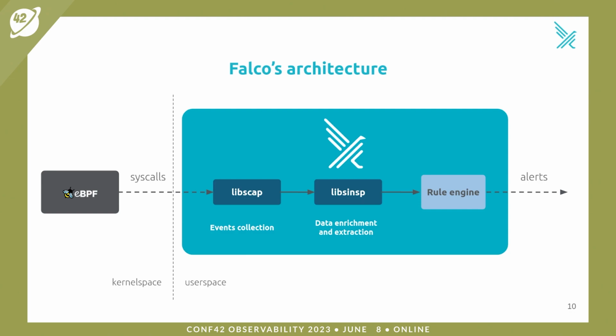So the ruleset is basic. libscap is in charge of the event collection, and libsinsp the data enrichment and the extraction of fields. You can see we have the eBPF probe in the kernel space and Falco itself in user space. It's really important for us, as Falco is a security component, to be as secure as possible. This is why Falco itself is running in user space, so with fewer privileges. But the eBPF probe is running in kernel space. But thanks to eBPF, it is secured and stable by default.